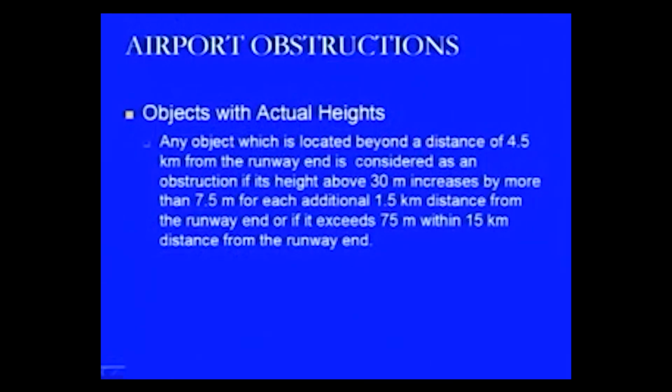At a distance of 6 kilometers, it is 37.5 meters height. So, within 37.5 meters height, development can take place, but nothing can have a height of 37.5 meters or more than that. Similarly, when we reach a distance of 15,000 meters or 15 kilometers from the runway end, it should not exceed 75 meters. If it is exceeding 75 meters, then that is an obstruction.